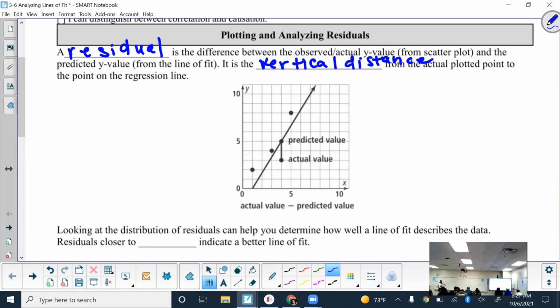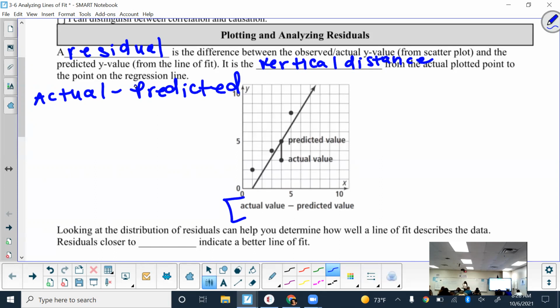So the formula, which is here, and you do get to use your notes on the exit ticket and on your first attempt at the test, not on your retake. But the formula is not hard to remember or hard to find. It's the actual value minus the predicted value. I think of it as A comes first in the alphabet, so I always know that it's actual minus predicted. The hard part, I guess, is remembering which one is your actual and which one is your predicted.